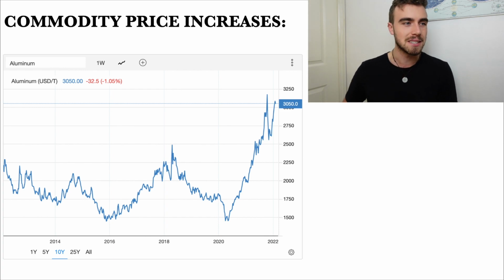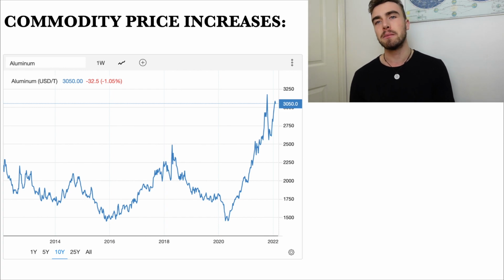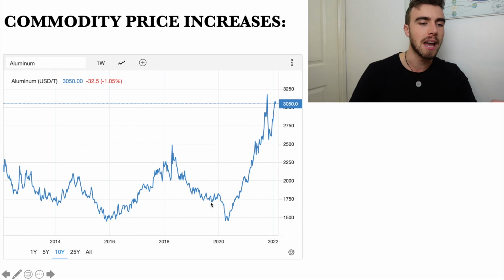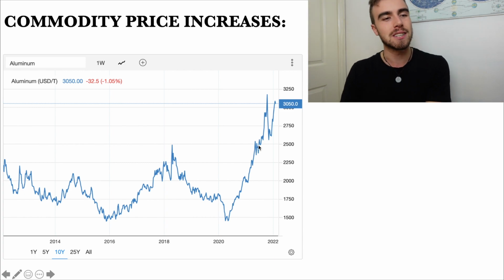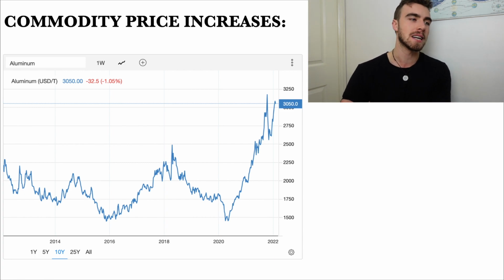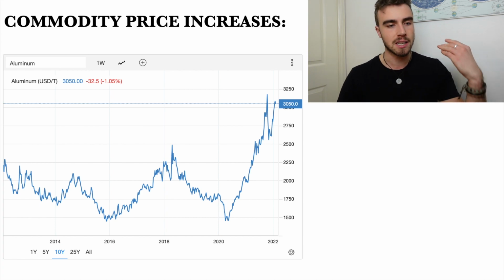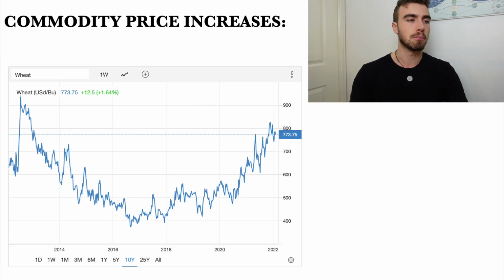This is absolutely insane. So this is aluminium for all my British viewers, aluminum for all my US viewers. And yeah, you can see dramatic price increases in aluminium. And I picked aluminium because it's a very big component of raw commodity production. A lot of different things contain aluminium, and you can see an absolutely insane increase in the price.